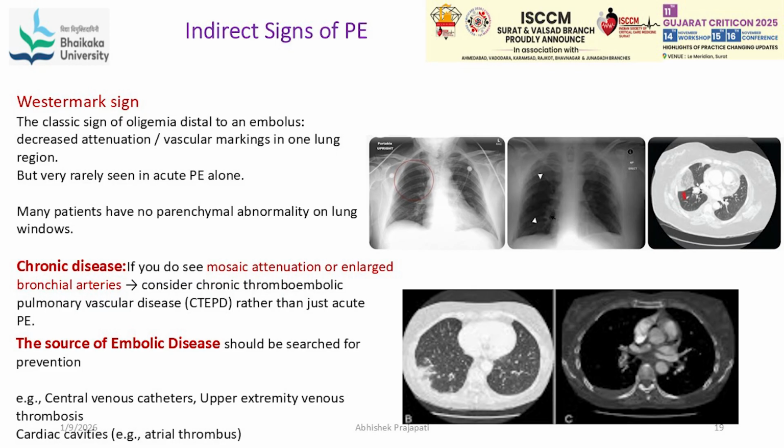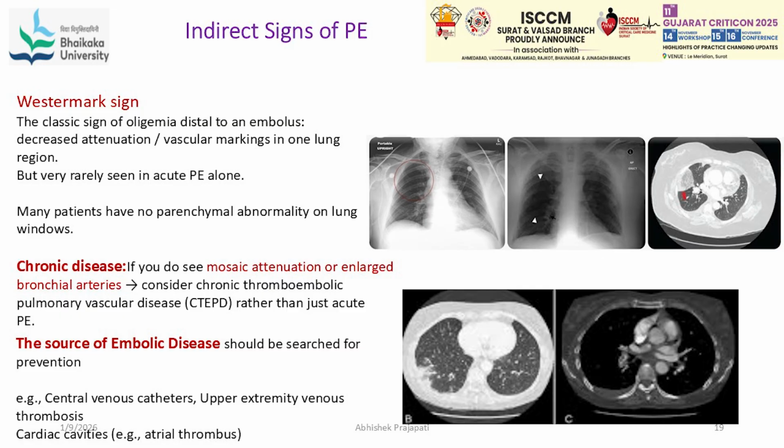In chronic disease, if you see mosaic attenuation or enlarged bronchial arteries like this, then consider chronic thromboembolic pulmonary vascular disease rather than just an acute one. And if you find some embolus inside the vessel, the source of it should always be checked, right? The source of that embolus might be central venous catheters, upper extremity venous thrombosis, or cardiac cavities like atrial thrombus. So these all need to be reported in the CTPA report.